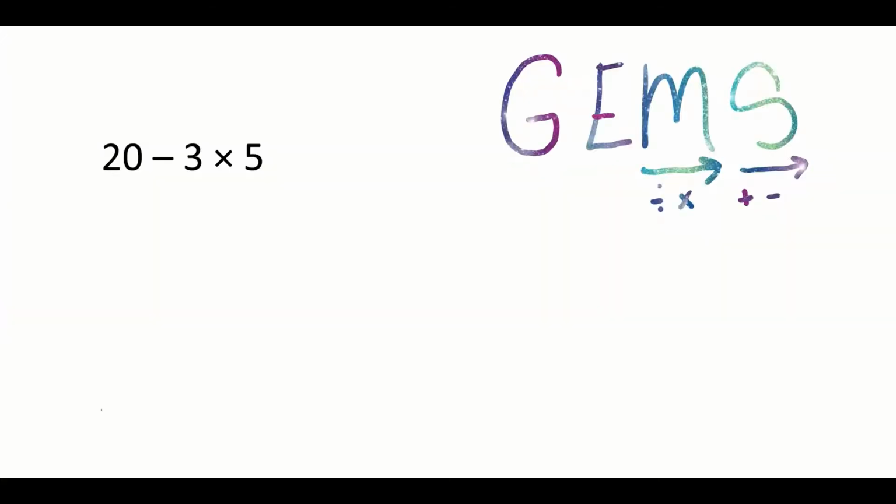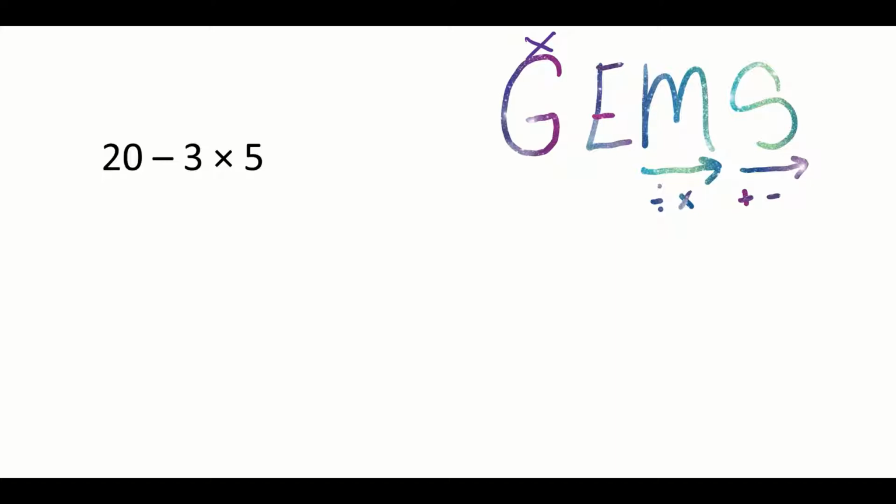To simplify this expression, we have to remember there is an order of operations. We have to make sure we're solving in the same order every time. And I can use this visual anchor GEMS to help me remember. First, G stands for grouping symbols. There are no grouping symbols here, so I'm going to move on.